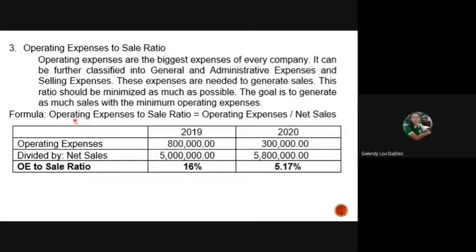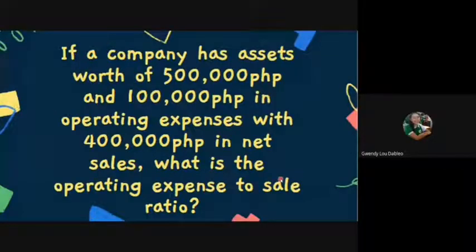Okay, so we have here for 2019, our operating expense to sale ratio is only 16%. For 2020, okay, much lower. We only have 5.17%. So our interpretation, class, now comparing the 2 years, this shows that there is a huge improvement in the operating expenses to sales ratio. So mas gamay ang imong OE to sale ratio for 2020. Ang imong buhaton ana is mag-cut off ka sa imong expenses. Answer this one for 2 minutes.